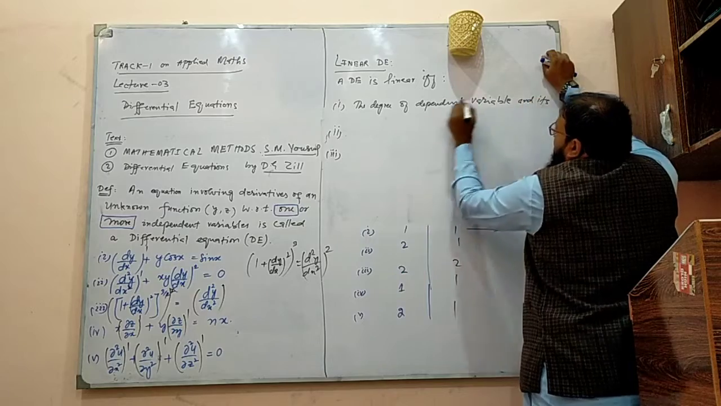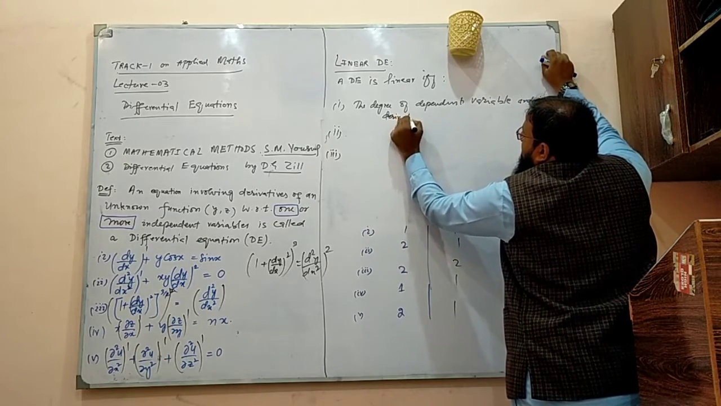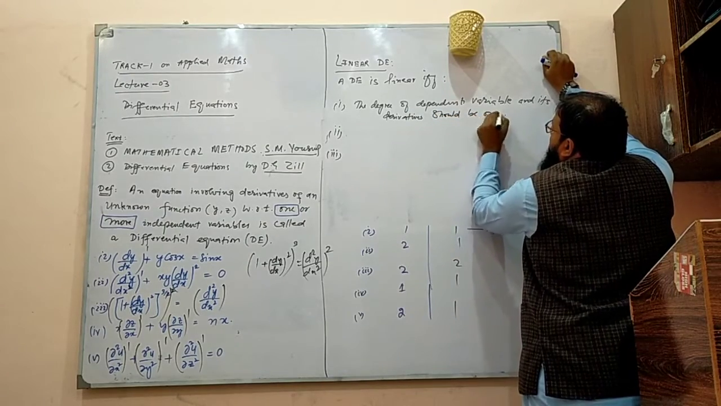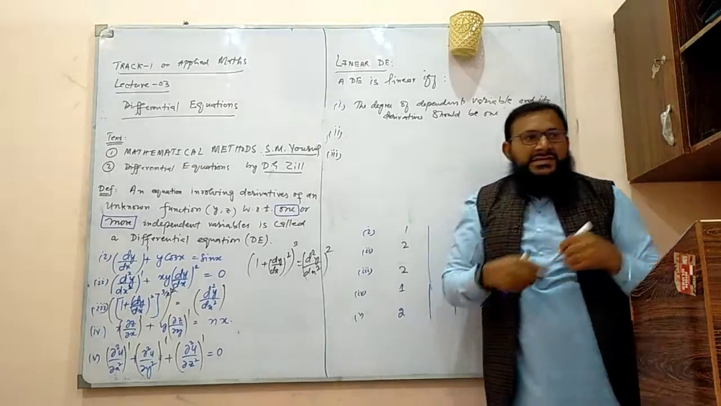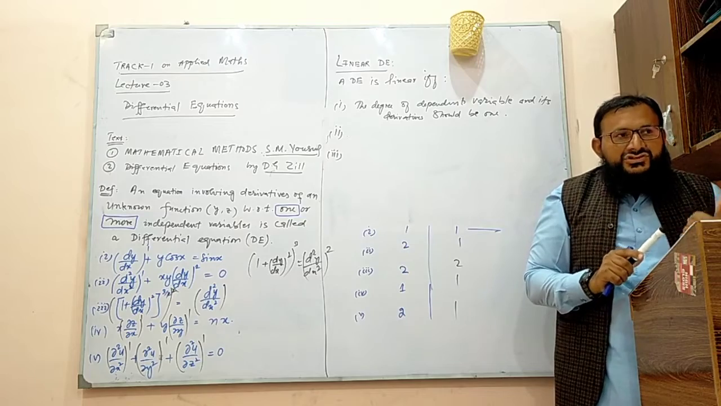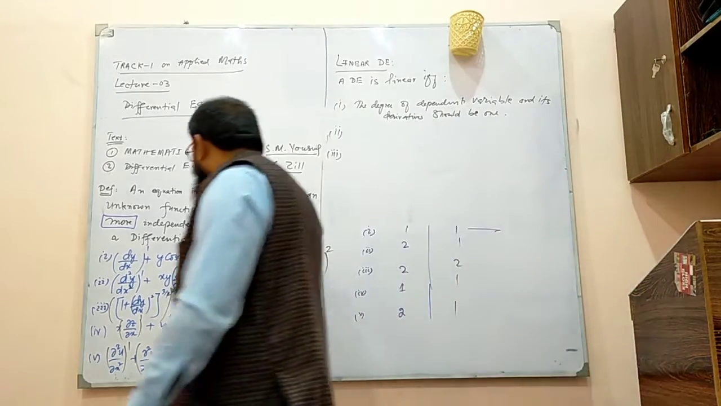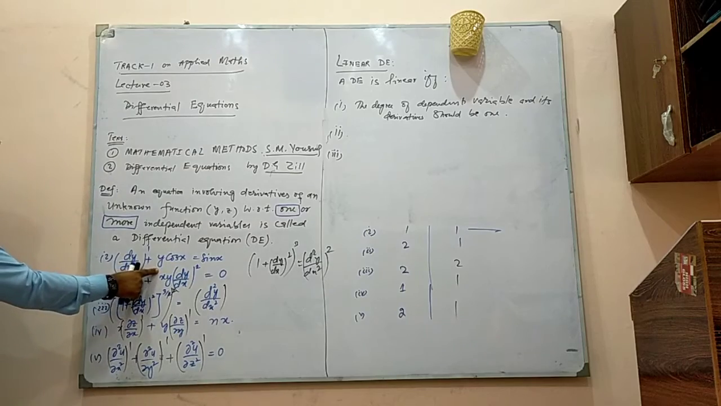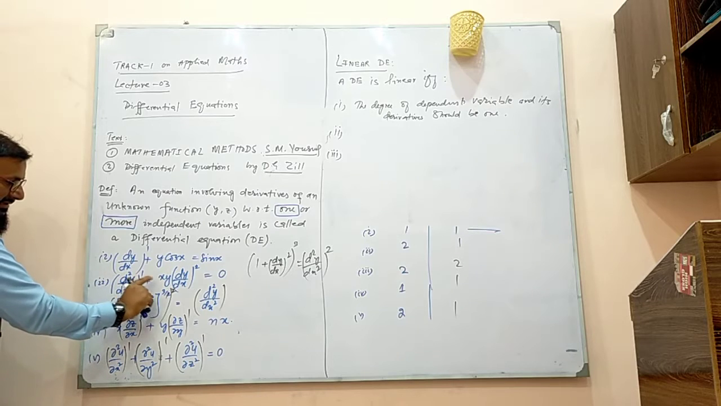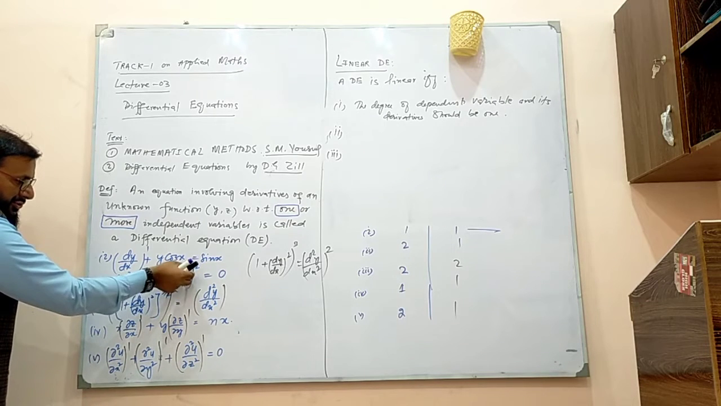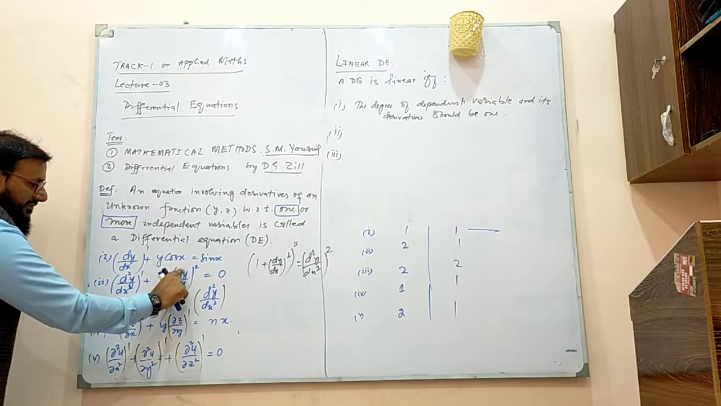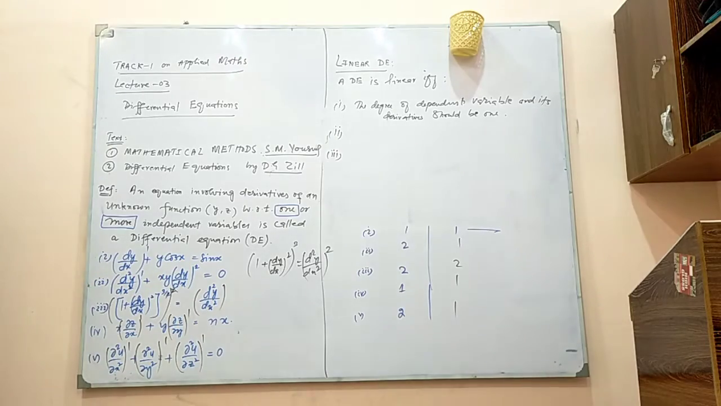The degree of the dependent variable and its derivatives should be 1. Degree means the power. What is the dependent variable? Y. What is the power of y? 1. What is the power of the derivative? 2. So this can be linear, but this is non-linear. Why non-linear? Because the power of the derivative is 2. That's why this is non-linear.